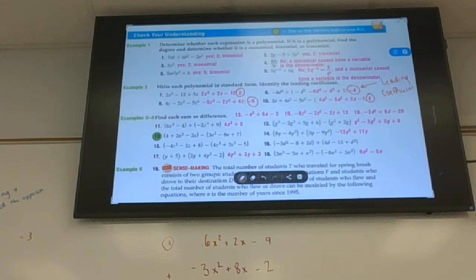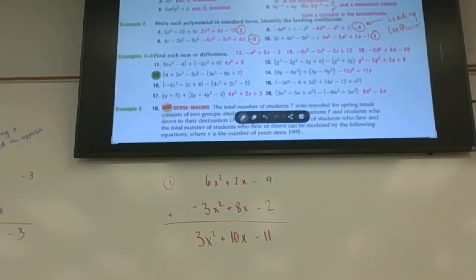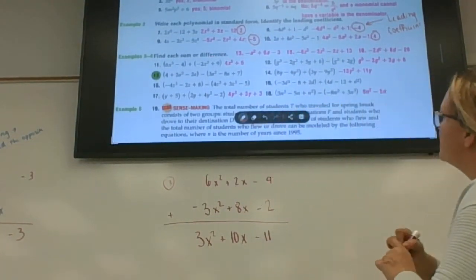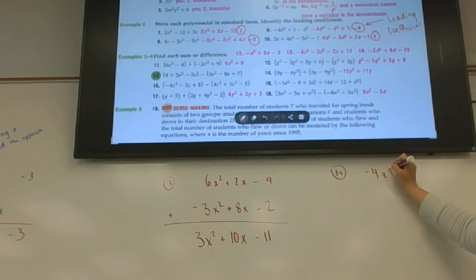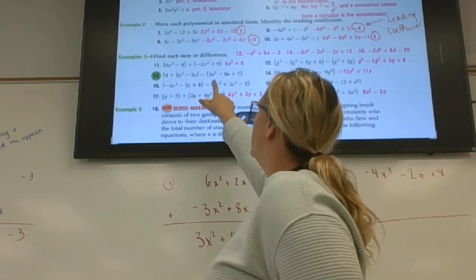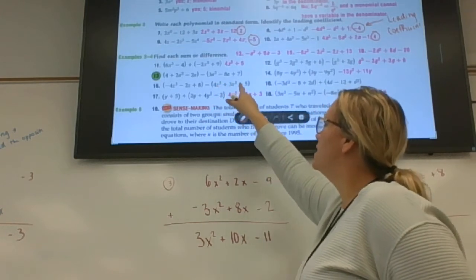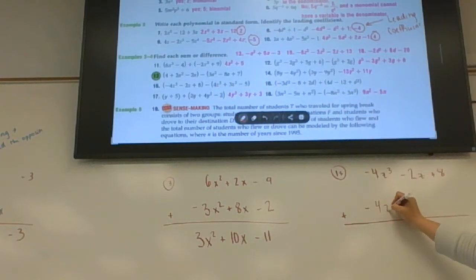Who wants to see one of the problems 11 through 18 worked out? Let's see. Actually, 18. Yeah. Let's do 18. You do 15 too. 15 and 18. We'll start with 15 again. So it starts with negative 4z to the third minus 2z plus 8. Put a plus sign. Now it's subtraction. So I'm going to add the opposite. I'm going to change this, this, and this. So I'm going to write minus 4z to the third minus 3z squared plus 5.